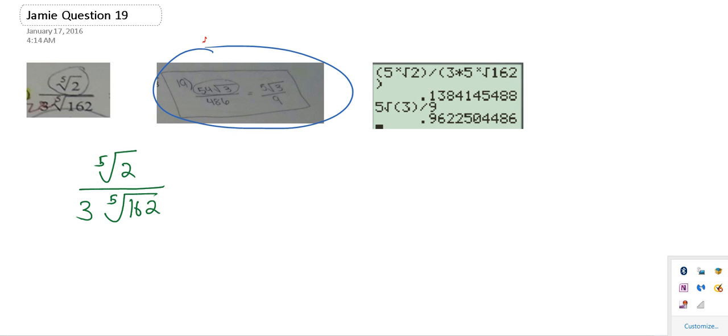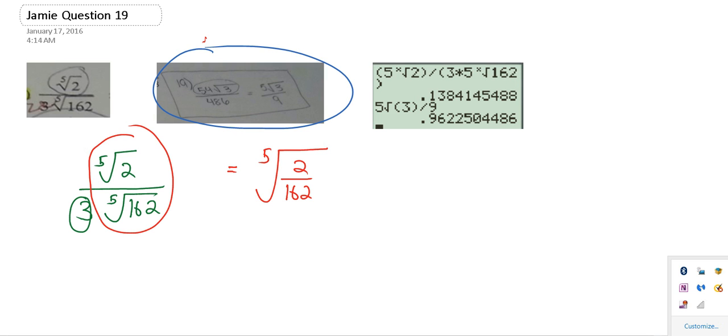Okay, so one way that we approached the question was, we looked at that expression right there, and I said, let's just use one of the radical properties that was given in your notes. Let's write that as one big radical, the fifth root of 2 divided by 162, and let's put that 3 on the side for now. If you simplify 2 divided by 162, using my calculator here on the side, that's going to be 1 over 81.